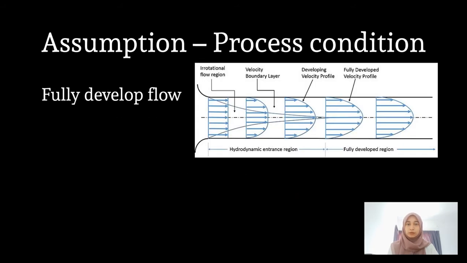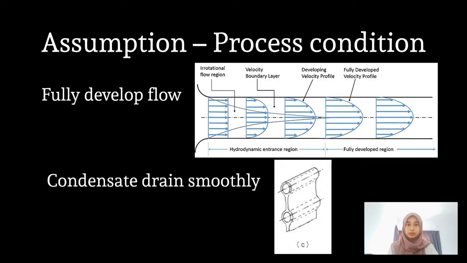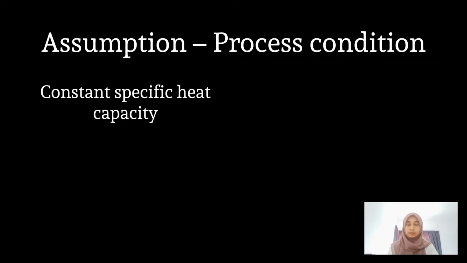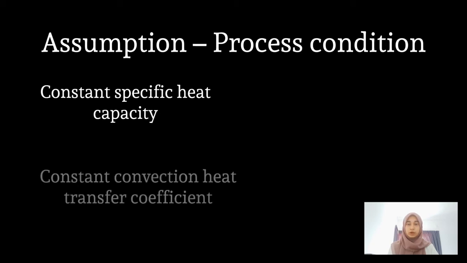Next, the film condensation heat transfer coefficient is used in the steam. The condensate drains smoothly from the tubes above to the ones below. The fluid-specific heat does not vary with temperature. And lastly, convection heat transfer coefficient is constant along the heat exchanger.